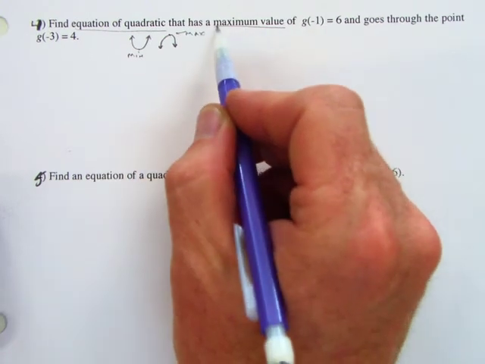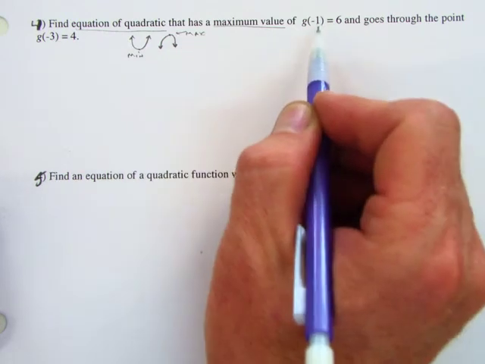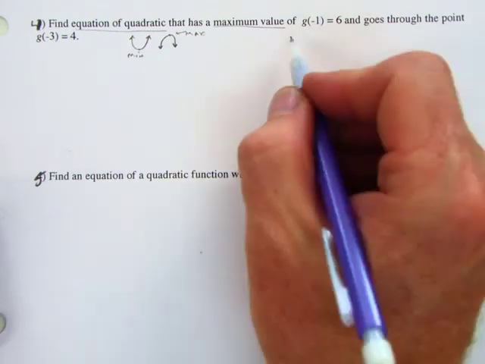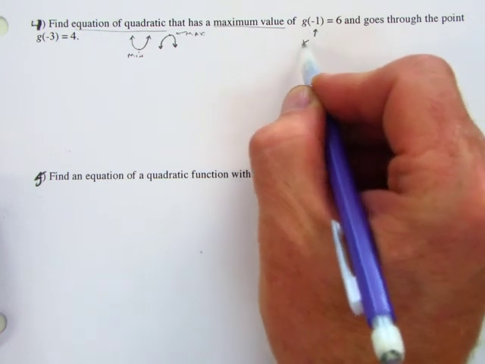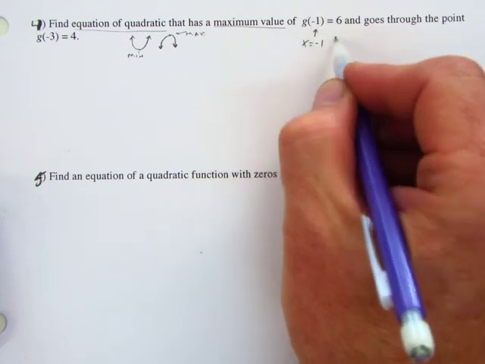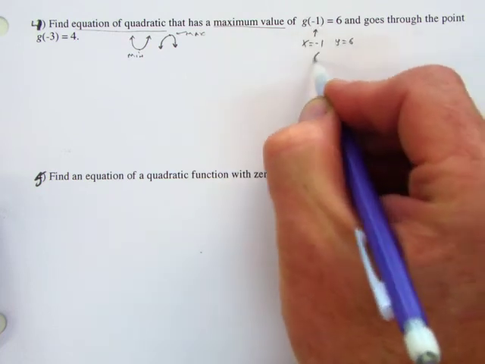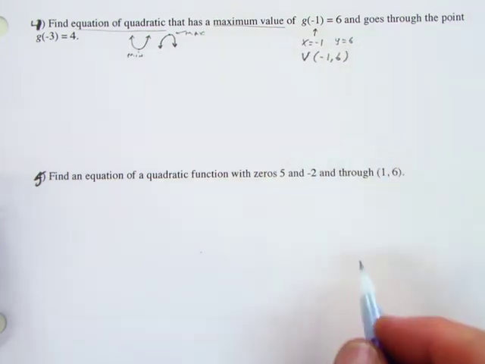So what this is saying is the maximum value, g of negative 1 equals 6, this is telling us our vertex. So what is negative 1? Remember, this is function notation. This says x equals negative 1. And then g of negative 1, which is our y, will be 6. So this is giving us a vertex of negative 1, 6.